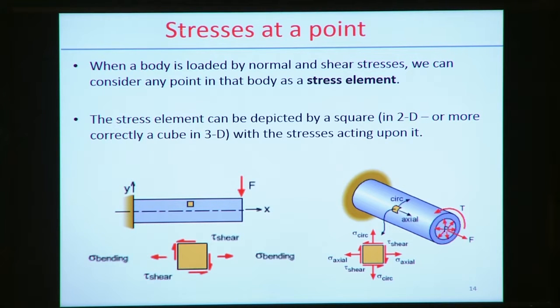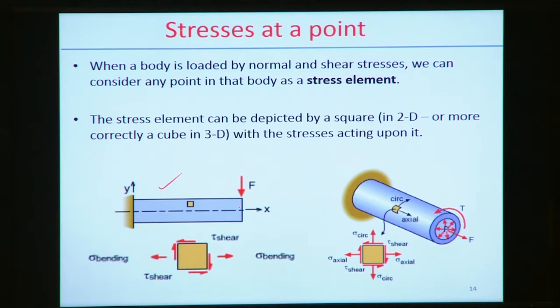For example, if we consider this element, there is application of a load, this is a beam, but we consider there is no variation of any load or stresses along the normal to this beam. So this is the application of the load F. This is the x direction, and if we consider small elements, specifically in 2D analysis, we just pick up one square element, and on that square element we can represent the different stresses acting.